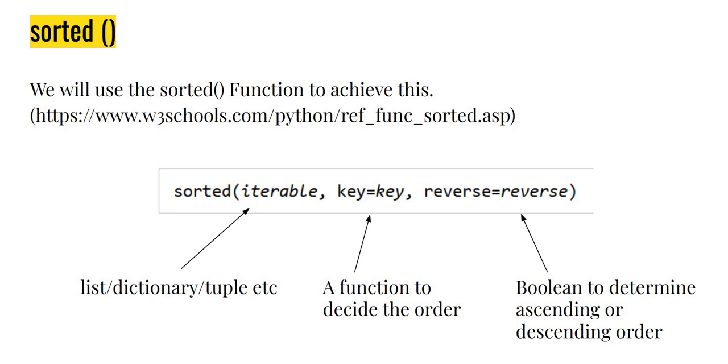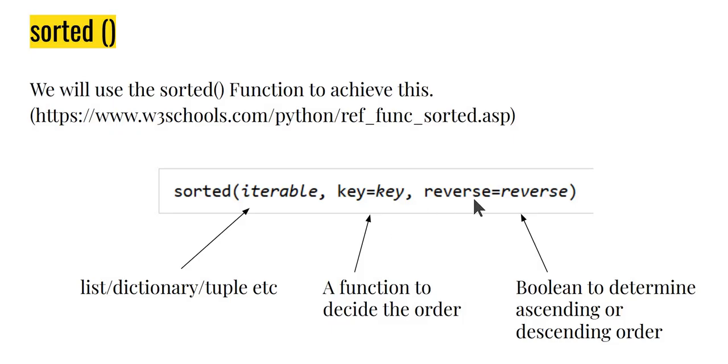Now, key here is a function to decide the order. Mind you, this key is not the same as a dictionary key. In fact, this is like a function. So, we can write our own function, or as we'll see, a more compact version comes in when we use the lambda statement. That's what we are going to do.